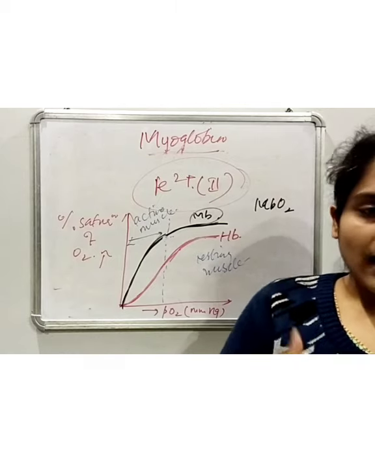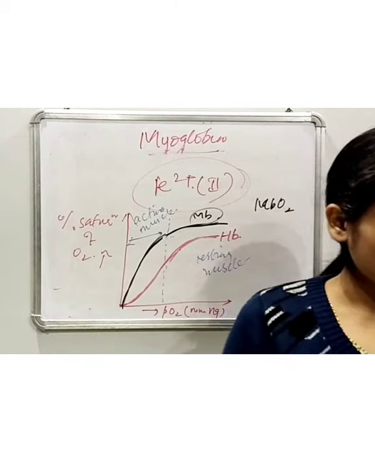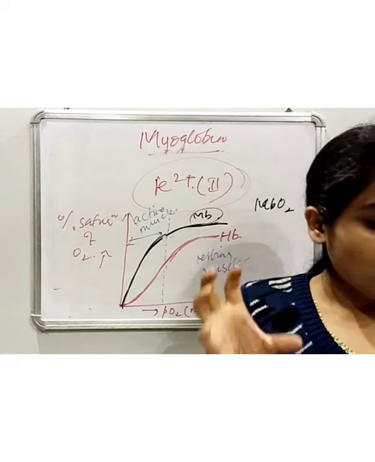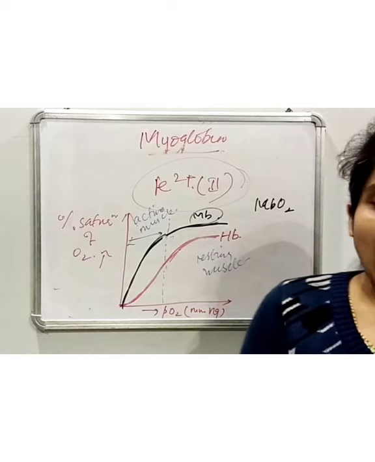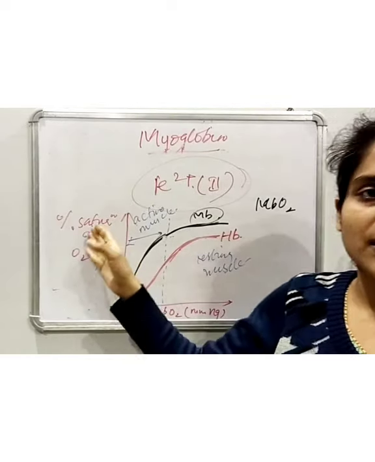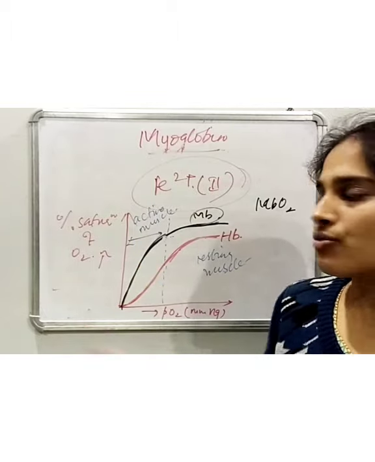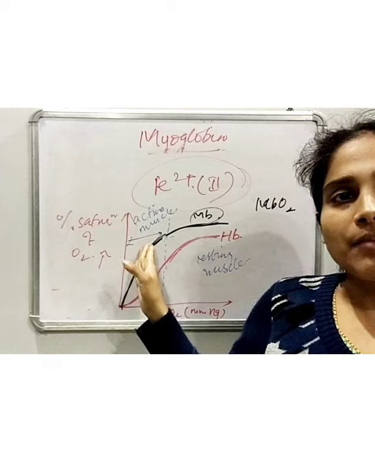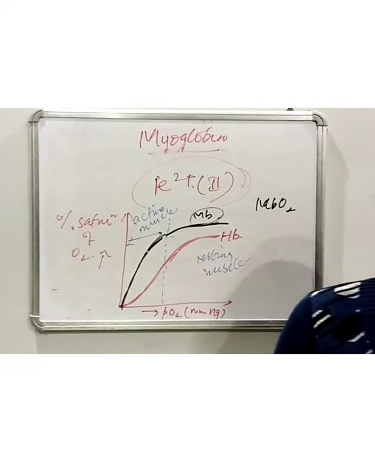tissue, and the rate of oxygen diffusion from capillaries to tissues is slow because of the oxygen solubility. And what does myoglobin do? Myoglobin increases the solubility of oxygen, and that is how more oxygen is diffused and reaches the muscles when they are in active state or actively respiring muscles.